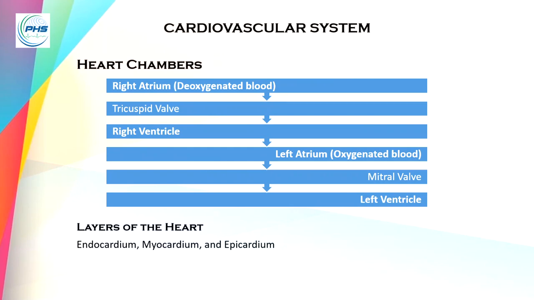So to remember, the deoxygenated blood is always on the right side of the heart, which is right atrium and right ventricle, and the oxygenated blood is always on the left side of the heart, which is the left atrium and left ventricle. And the valve between right atrium and right ventricle is tricuspid valve, and the valve between left atrium and left ventricle is mitral valve.